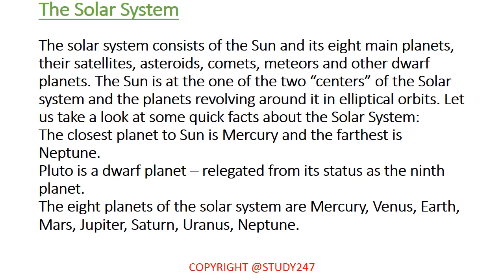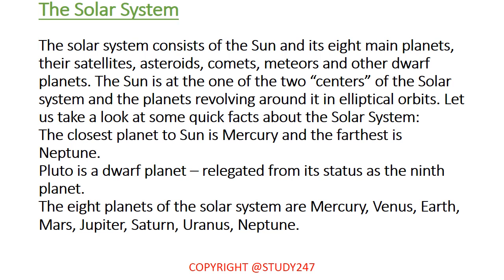So the solar system, what is actually the solar system? The solar system consists of the sun and its 8 main planets, their satellites, asteroids, comets, meteors and other dwarf planets. The sun is at one of the two centers of the solar system, and the planets revolve around it in elliptical orbits. Remember, they always move in elliptical orbits only.